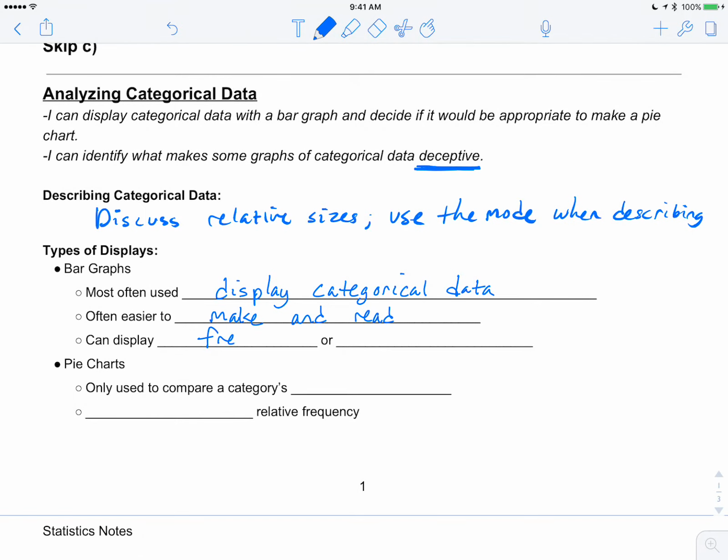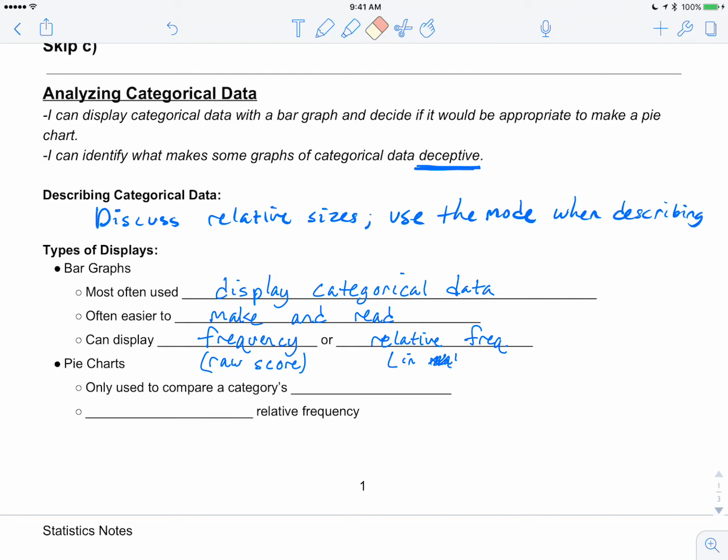Bar graphs can display frequency. That's just like your raw score, just the raw count. Or relative frequency. Each of these has its place. Relative frequency, remember, is in relation to the whole. So we're talking about percentages here. Out of 100%, how much is this category? That's your relative frequency. Well, your frequency is just going to be a raw count of what happened, or how many people like the Detroit Lions.